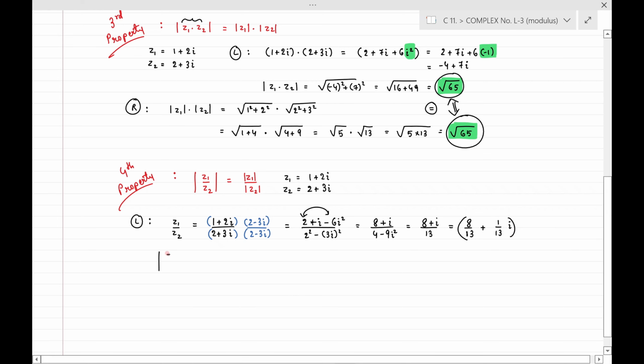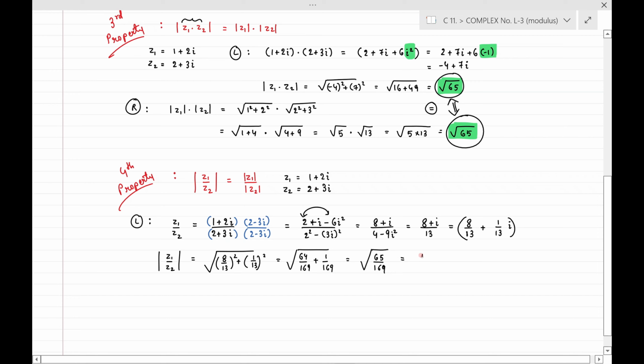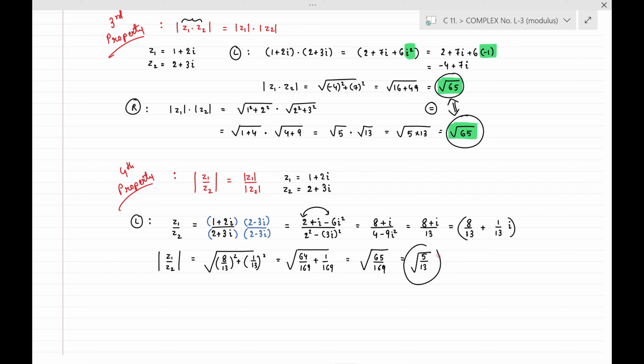We will find out the modulus of this value. So it will be equal to under root real part square plus imaginary part square, and that is equal to under root 64 by 169 plus 1 by 169, and that is equal to under root 65 by 169. If we reduce it, it will be under root 5 by 13.